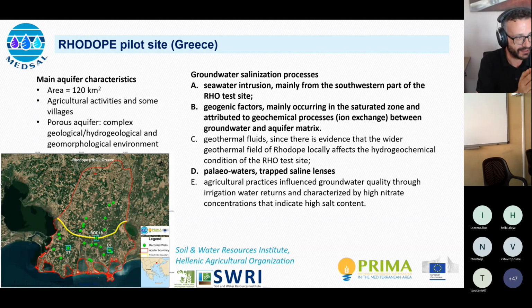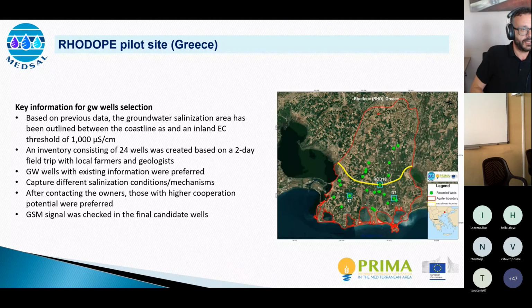These aquifers serve the agricultural needs, the irrigation needs of the area. We have mainly three different groundwater salinization processes, including seawater intrusion, geogenic factors, and also some paleo waters, trapped saline lenses. So you can see with this yellow line the estimate of the saline area.